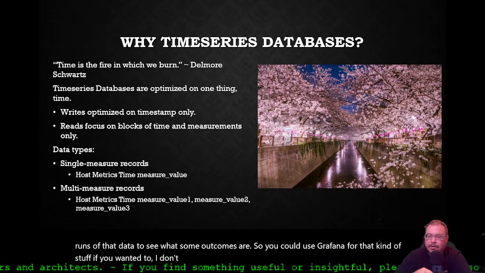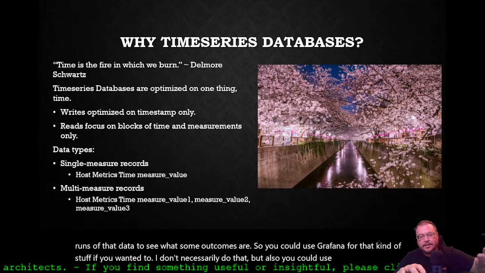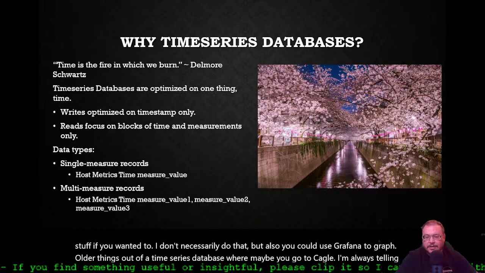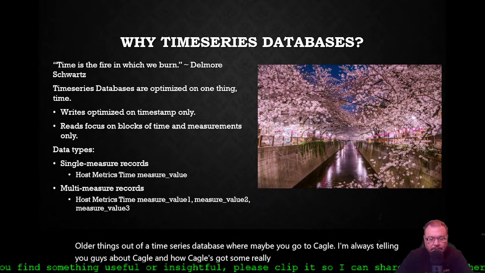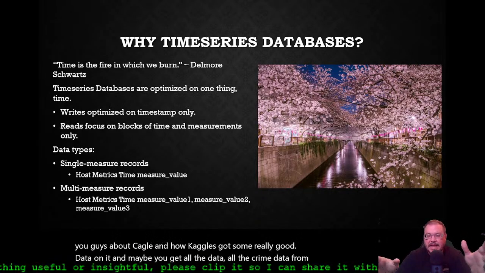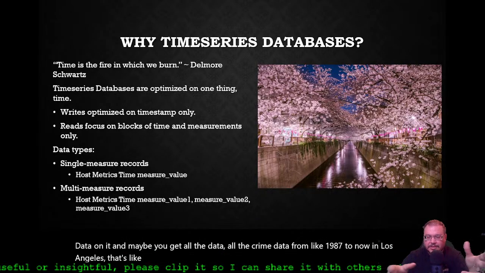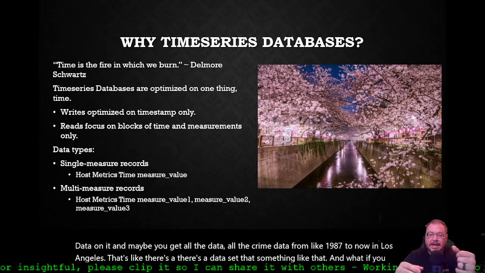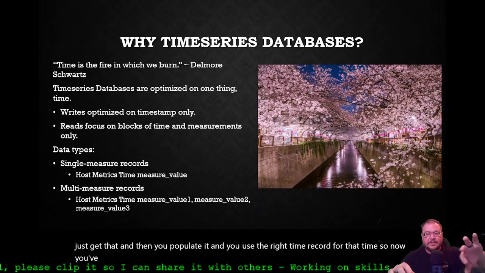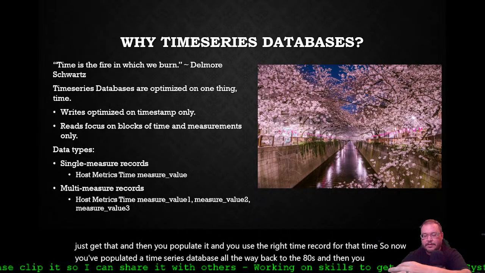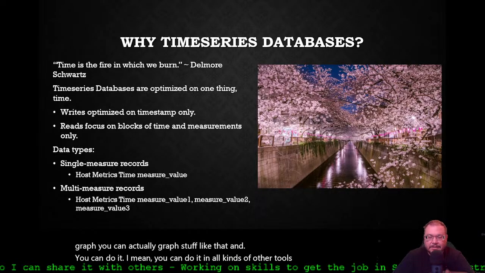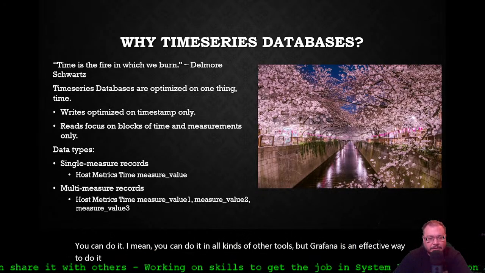So you could use Grafana for that kind of stuff if you wanted to. I don't necessarily do that, but you could also use Grafana to graph older things out of a time series database, where maybe you go to Kaggle. I'm always telling you guys about Kaggle and how it's got some really good data on it, and maybe you get all the crime data from like 1987 to now in Los Angeles. There's a data set like that. What if you just get that and populate it and use the right time record for that time? Now you've populated a time series database all the way back to the 80s, and then you use that to graph. You can do it in all kinds of other tools, but Grafana is an effective way to do it out of whatever type of time series database you want.